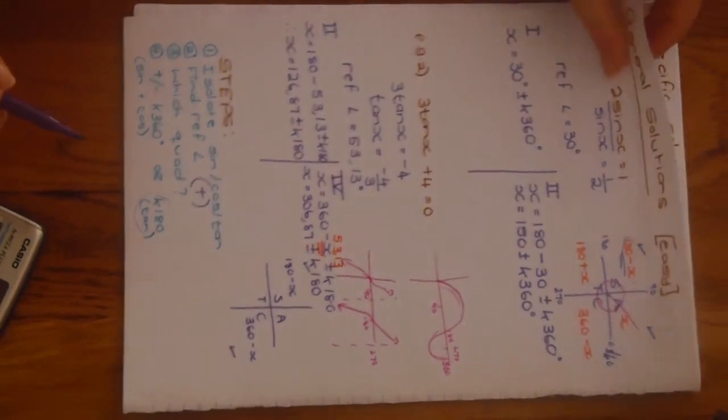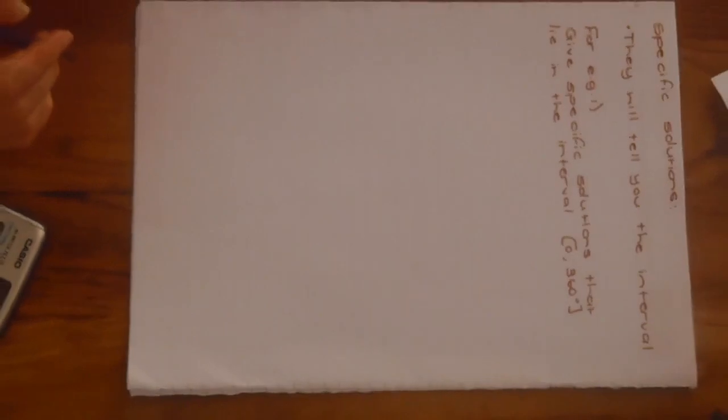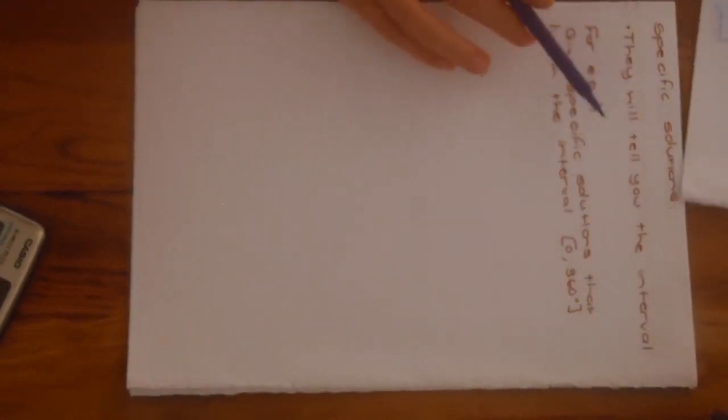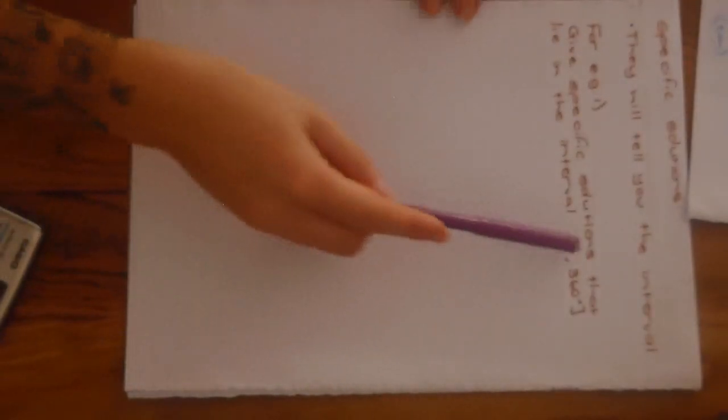Alright. Now, they will ask you for specific solutions. For specific solutions, you use your general solution to come up with your specific solutions. So they will tell you the interval. They'll say give the specific solutions between, for example, 0 and 360 degrees.